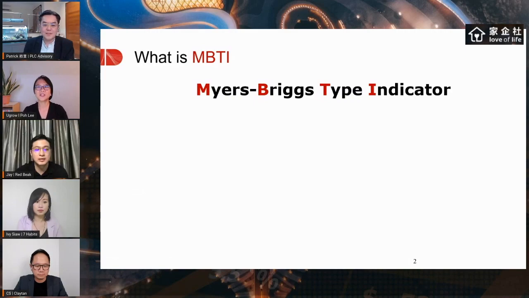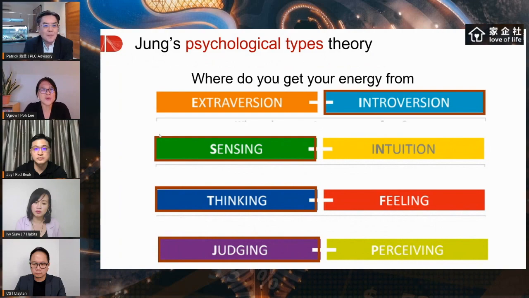Okay, so it stands for Myers-Briggs Type Indicator. It is based on the work of the Swiss psychiatrist C.G. Jung, pronounced as Jung, a theory of psychological types. Carl Jung defined this into 8 types of patterns. Here you can see the 8 types of patterns: extroversion, introversion, sensing, intuition, thinking, feeling, judging, and perceiving.